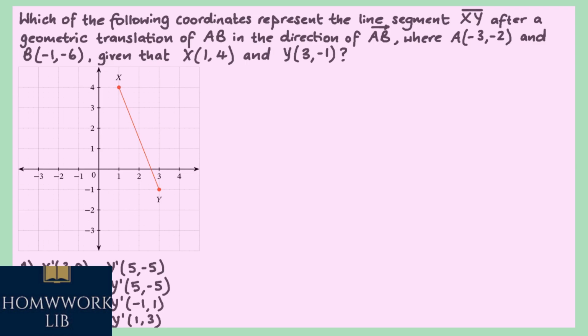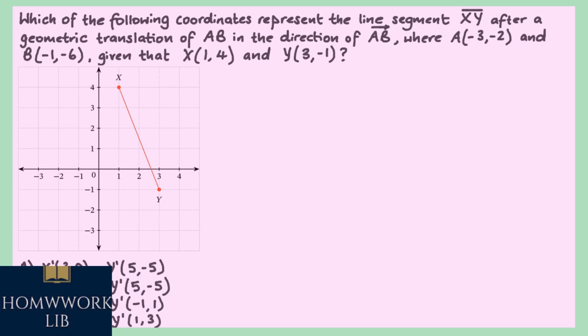Which of the following coordinates represent the line segment XY after a geometric translation of AB in the direction of ray AB, where A has coordinates -3, -2, and B has coordinates -1, -6, given that X has coordinates 1, 4, and Y has coordinates 3, -1.